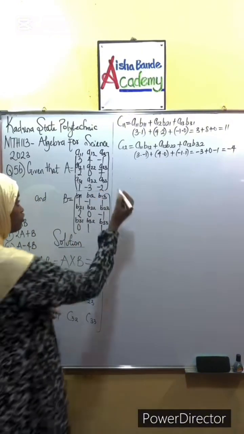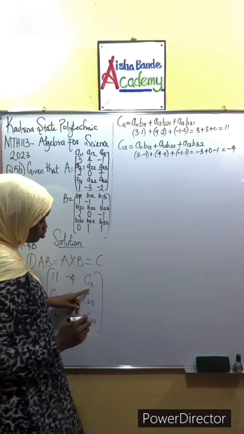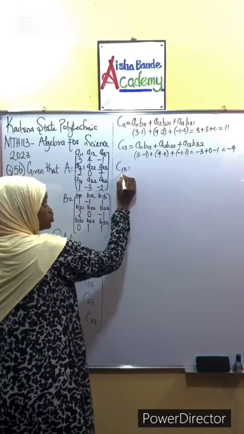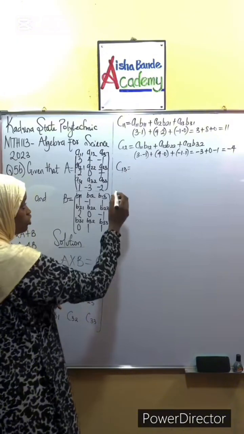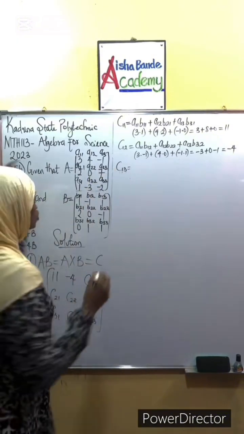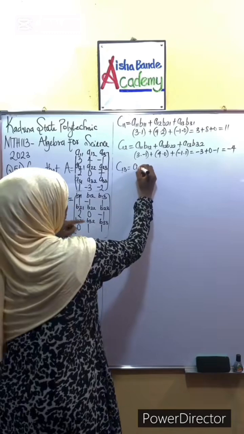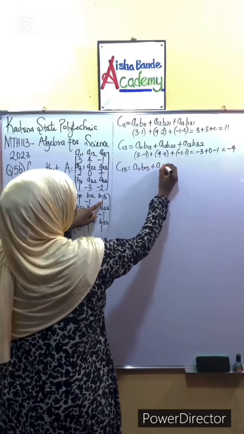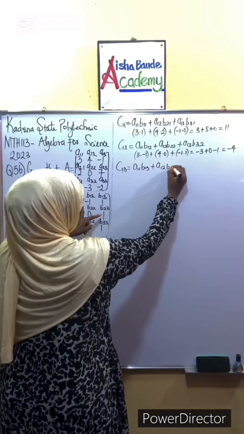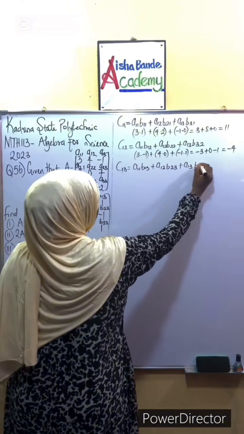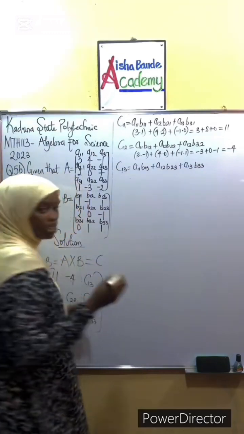Okay, so let's move on to the next one. We have to look for C13 now. C13 means we are still on the first row, but we are going to the third column. That is the first row on matrix A, third column on matrix B. So this is still going to be A11 multiplied by B13, plus A12 multiplied by B23, plus A13 multiplied by B33. So let's substitute in the values.